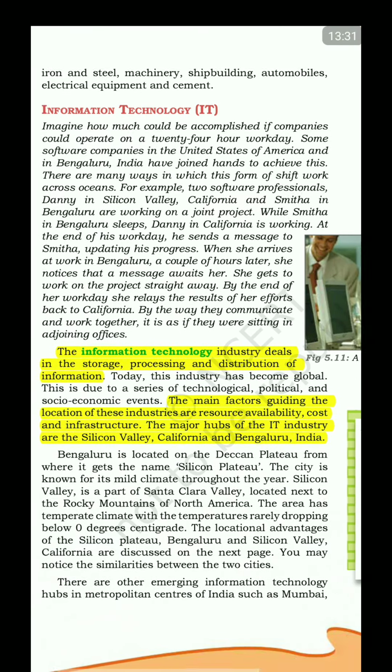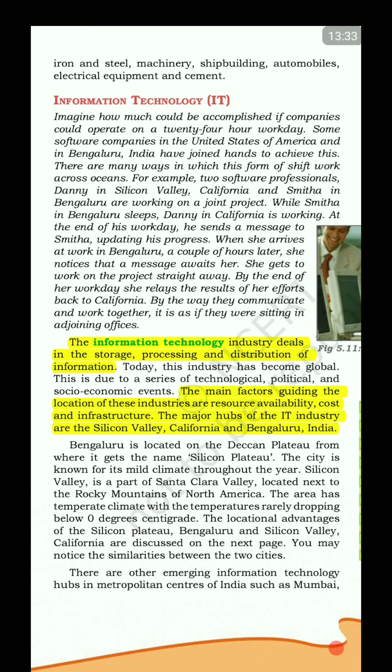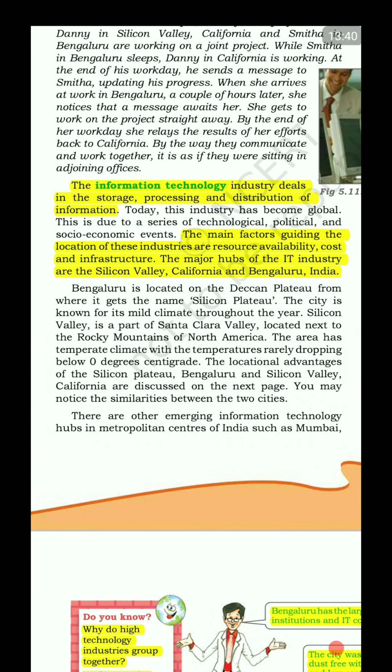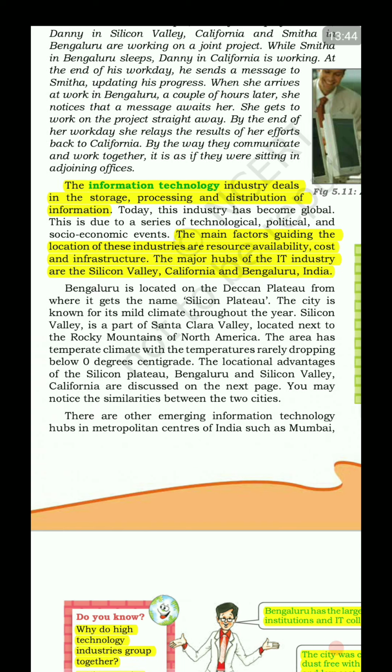Next we move to IT. Imagine how much could be accomplished if companies would operate a 24-hour workday. Yeah, that's a big story. What is the IT industry? The information technology industry deals in the storage, processing and distribution of information.